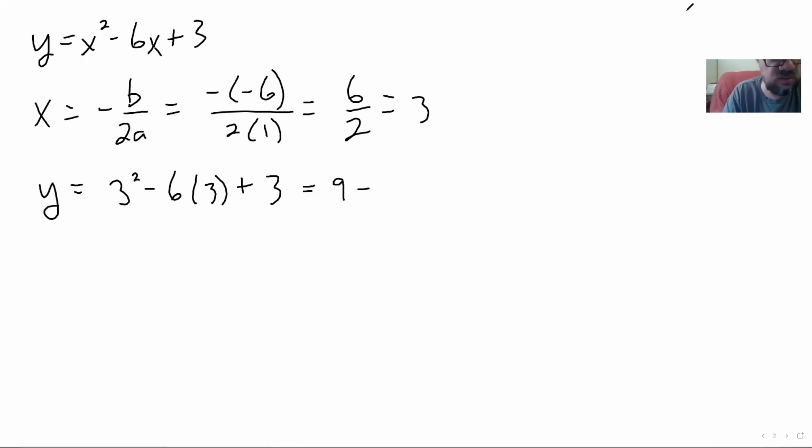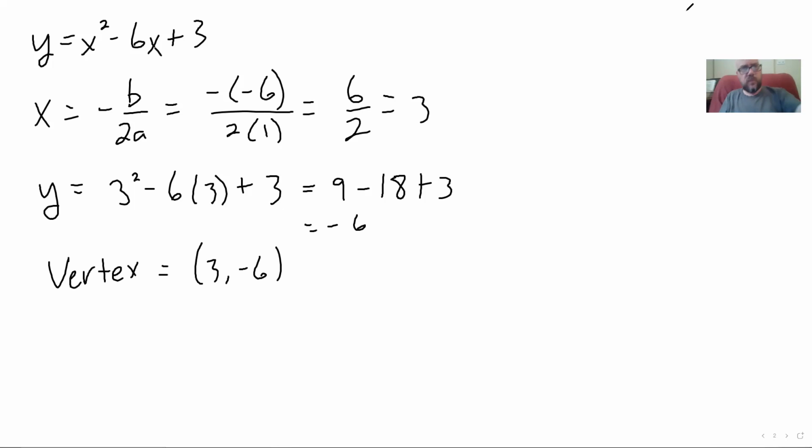9 minus 18, not plus 9, plus 3. So it's negative 6. What's negative 6? So my vertex is 3, negative 6.